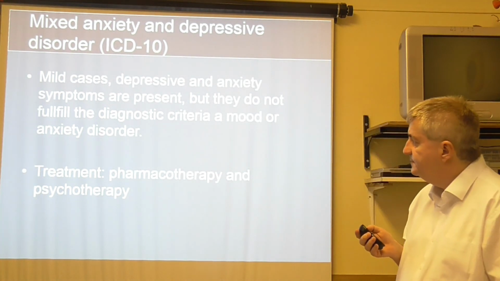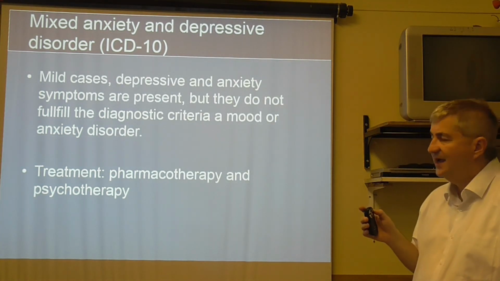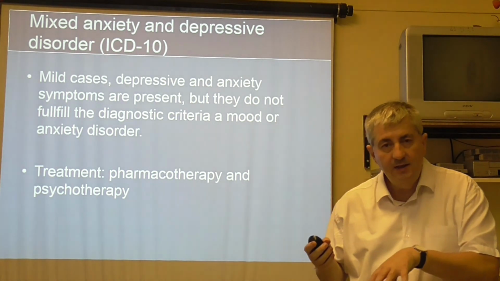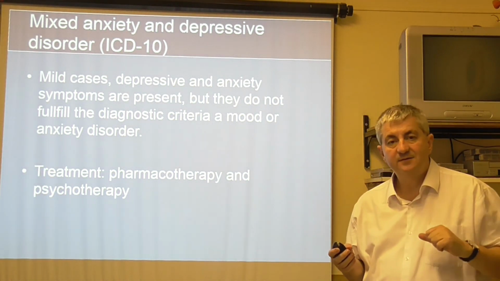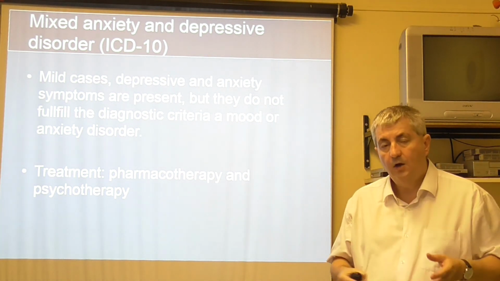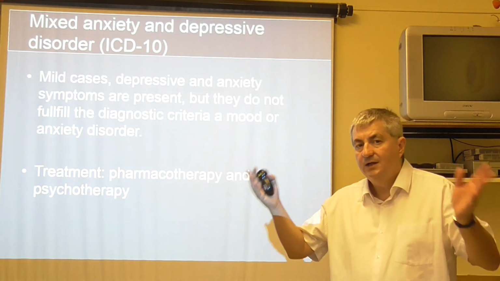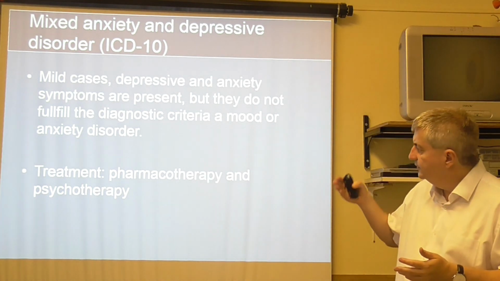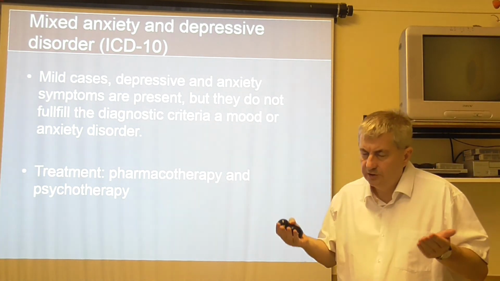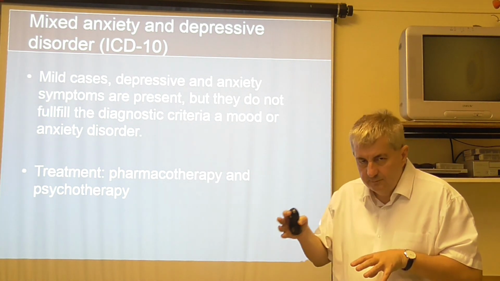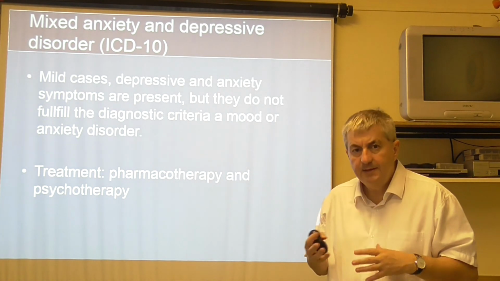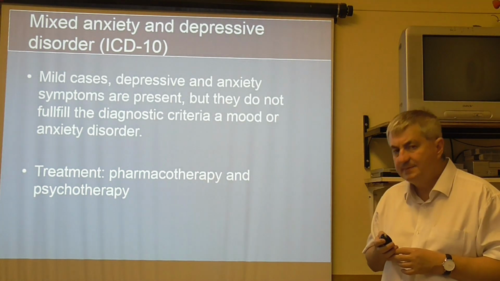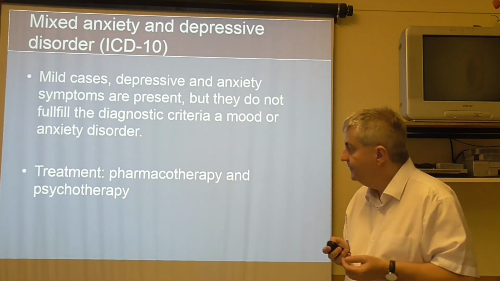And this diagnosis means that these are mild cases where depressive and anxiety symptoms are present, but they do not fulfill the diagnostic criteria of a mood or an anxiety disorder. So the mild case does not fulfill the diagnostic criteria of a certain anxiety disorder, or dysthymia or persistent depressive disorder or major depression or seasonal affective disorder. Later we will learn these. So it does not fulfill the criteria for mood disorder or bipolar II depression. But there are both mild anxiety and mild depressive symptoms. They coexist, and then in this case this diagnosis can be given. The treatment is also pharmacotherapy and psychotherapy as a complex treatment in all anxiety disorders.